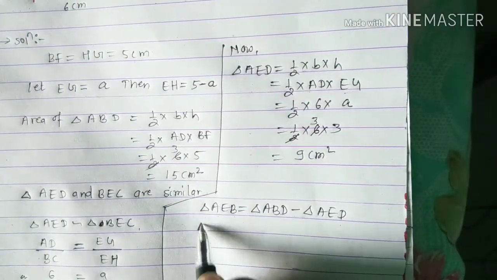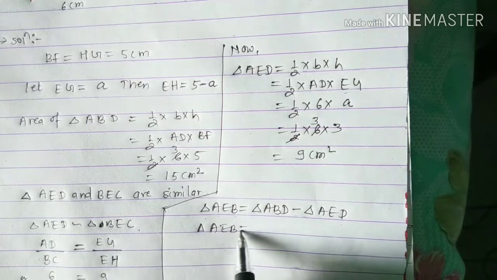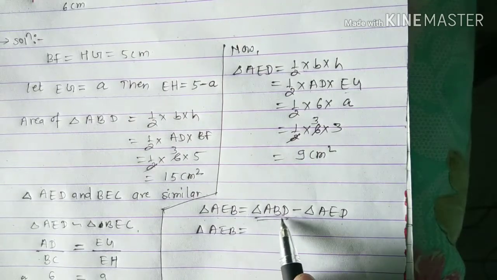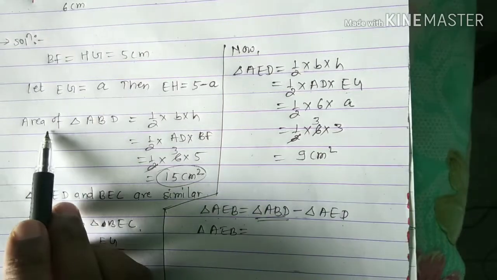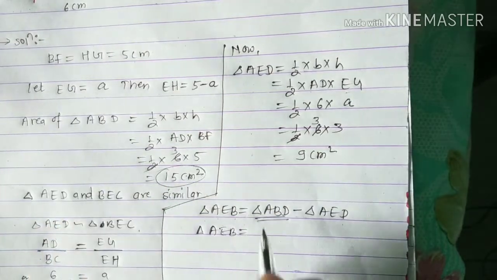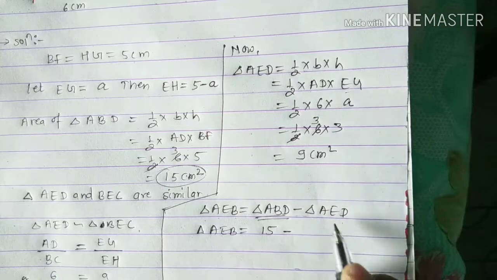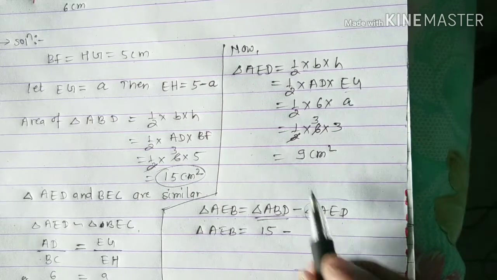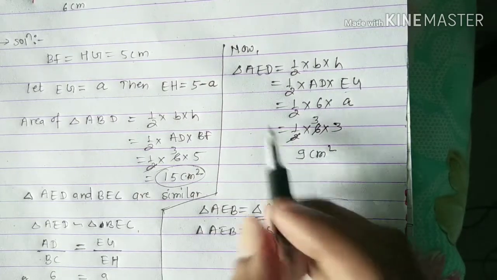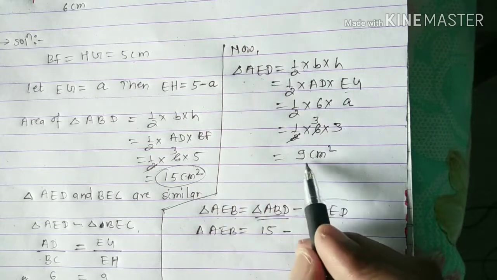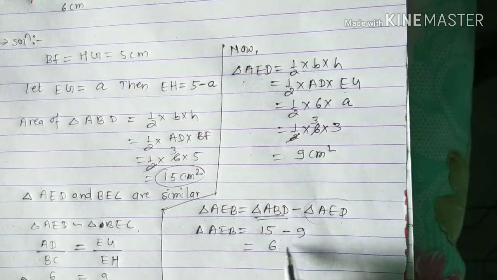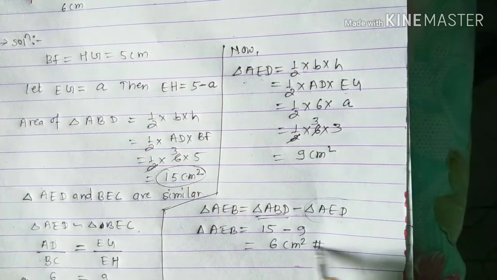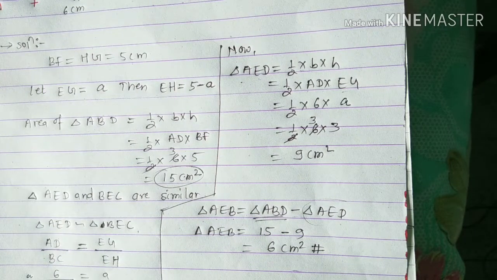So the area of triangle AEB is equal to the area of triangle ABD, which is 15, minus the area of triangle AED, which is 9. So 15 minus 9 is 6 cm square. So 6 cm square is the answer. In this way we can solve this question.